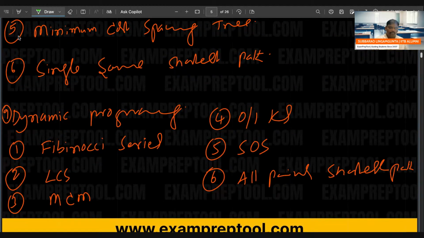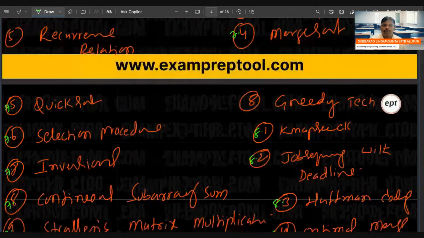8.5 minimum cost spanning tree. 8.6 single source shortest path. Dynamic programming: 9.1 Fibonacci, 9.2 longest common subsequence, 9.3 matrix chain multiplication, 9.4 0/1 knapsack, 9.5 sum of subsets, 9.6 all pair shortest path. So these are the things which we are going to cover.